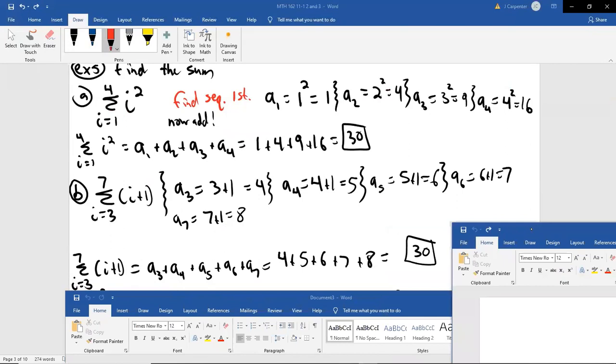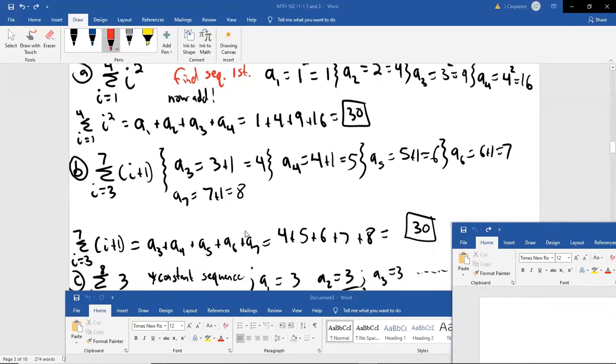Now I did this for a reason, just to see that you can get the same answer for 2 different series. It doesn't mean these are related to each other at all. They are completely not related to each other. They're not brother and sister, they're not cousins, they don't even know each other. i squared versus i plus 1. 1st through 4th terms, 3rd through 7th terms. This was 4 terms, this was 5 terms. They don't relate to each other at all. It just happens to be they have the same answer. Crazy coincidence. There we go. Let's do another.